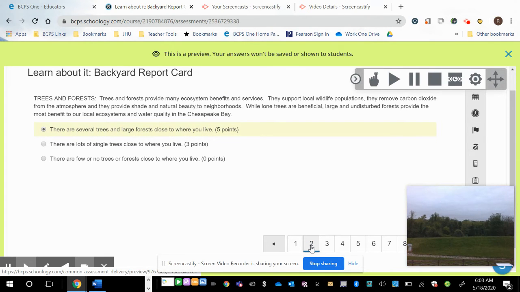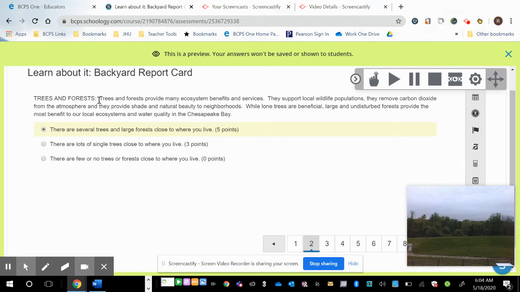So let's look at the first problem. You'll see that this first part is about trees and forests. I gave myself a 5. It gives you a quick little blurb about what you need to look for at the top. So it says trees and forests provide many ecosystem benefits and services. They support local wildlife and populations. As you can hear, there's lots of birds chirping. They remove carbon dioxide from the atmosphere, and they provide shade and natural beauty to neighborhoods. While lone trees are beneficial, large and undisturbed forests provide the most benefit to our local ecosystems and water quality in the Chesapeake Bay. I gave myself a 5.